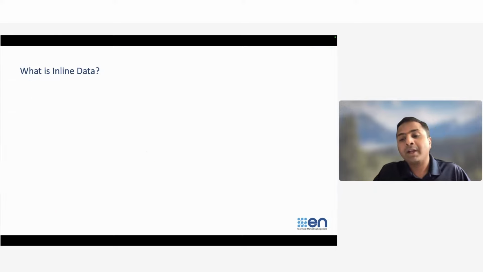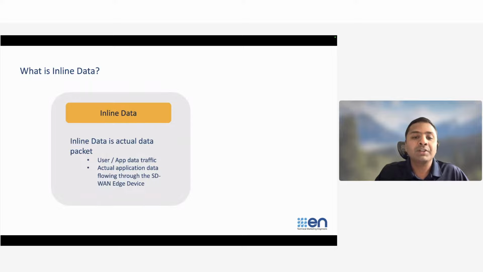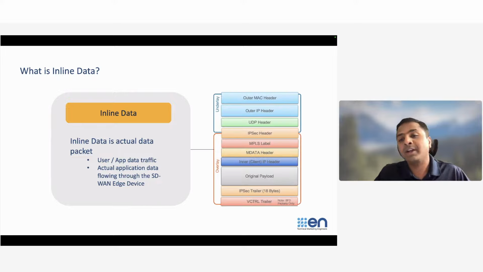So what does inline data actually mean? Inline data is nothing but your application data flowing through the SD-WAN edge device. This is actually part of your overlay network header inside SD-WAN tunnels. So we take the actual data that is flowing through the router to our SD-WAN edge device to calculate path loss, latency, and jitter.